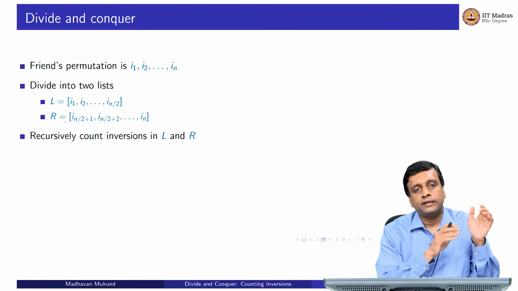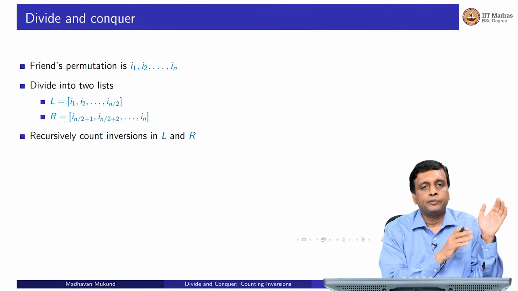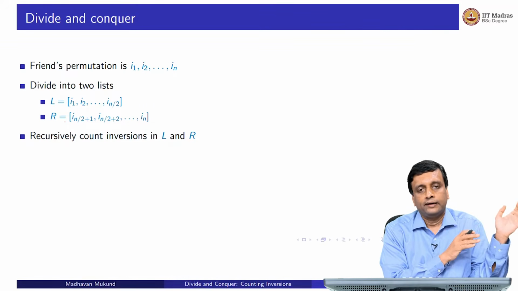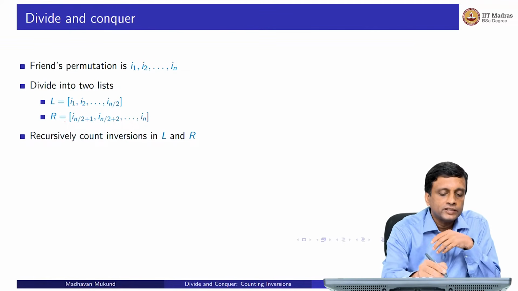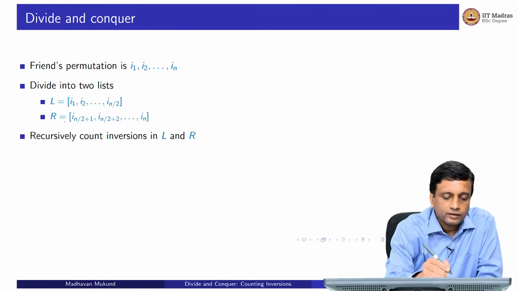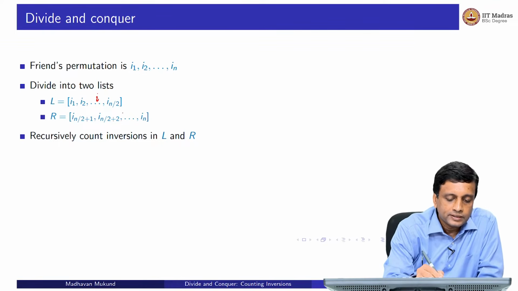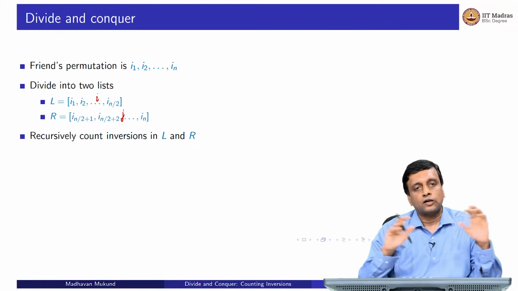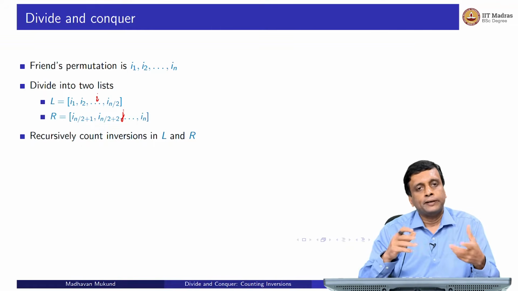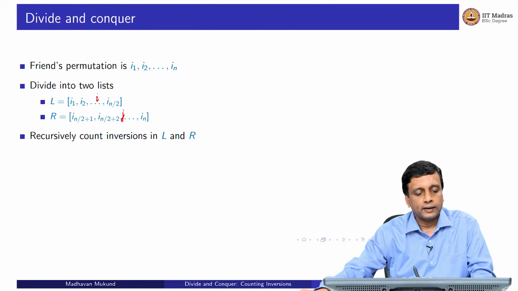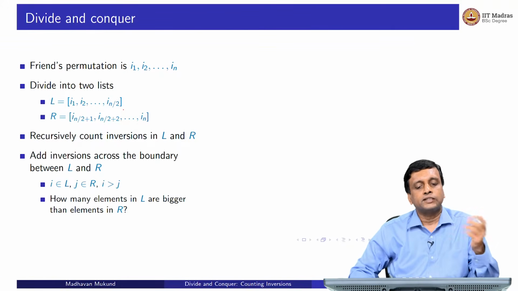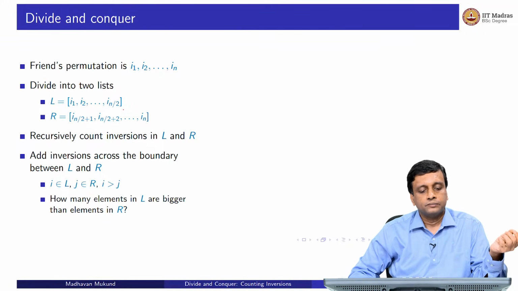And then we know how many inversions there are in the second half, between n by 2 plus 1 to n. But this is not the only source of inversions, right? Because there could be inversions which involve some number i here and some number j here. So there could be inversions across this pair which will not be captured in this recursive solution. So we need to add those back, right? So we need to add the inversions across the boundary between L and R.